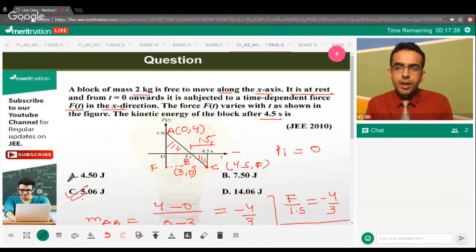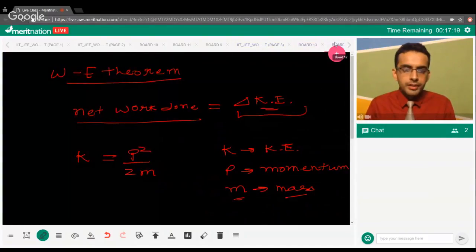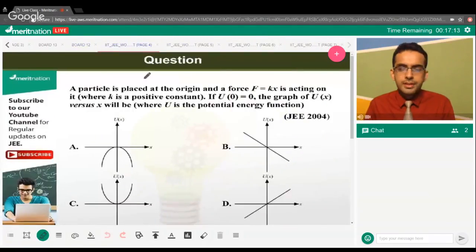Preeti, by the area of this F-t curve, we are going to find the change in momentum, right? Okay, so I hope you are able to understand. Please see the recording after the class. You can better understand after that if you are having doubt here. Okay, so let's see this question, students.